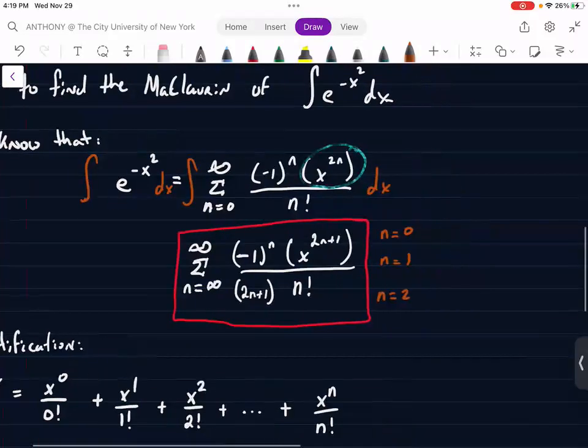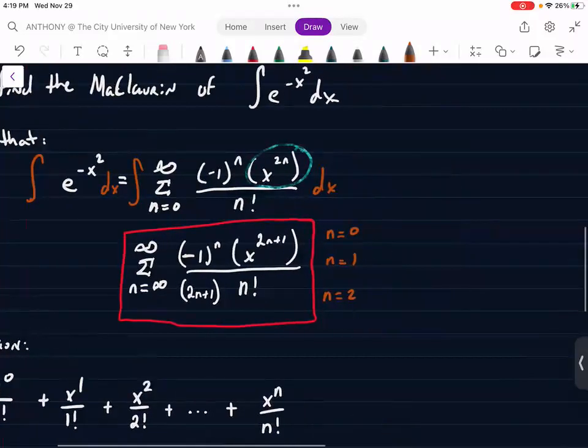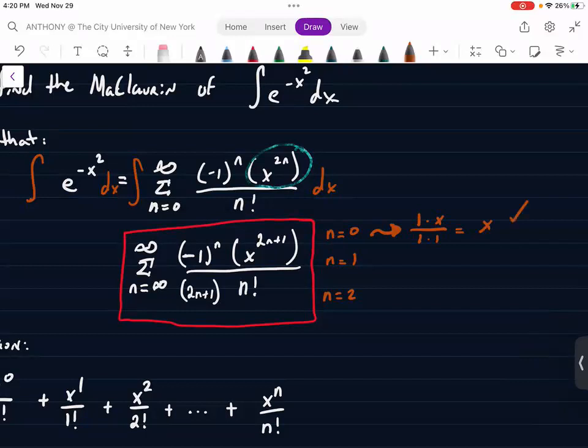So let's see. When n is 0 in this sum, the first term, negative 1 to the 0 is 1. You have x to the power of 1, because 2 times 0 is 0, so it's x, divided by 2 times 0 plus 1, which is still 1, and then 0 factorial is 1. So all of this is just 1 times x over 1 times 1. That's just x. So the first term is good.